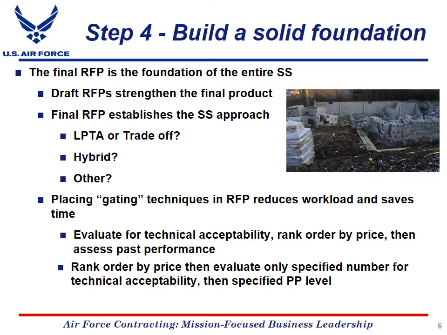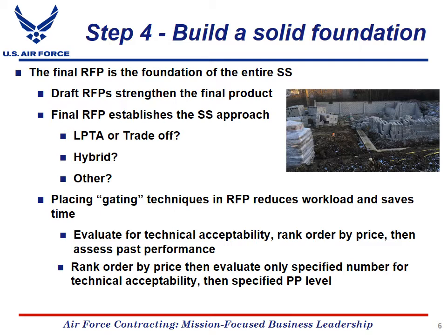Step 4 addresses the importance of building a strong foundation. The RFP is our final source selection blueprint and guides both the source selection team and potential offerors on the solicitation and evaluation process. Streamlining techniques involve ensuring that you've established the best source selection approach and then clearly conveying that information to potential offerors. The RFP is where we officially lay out specific streamlining methods.